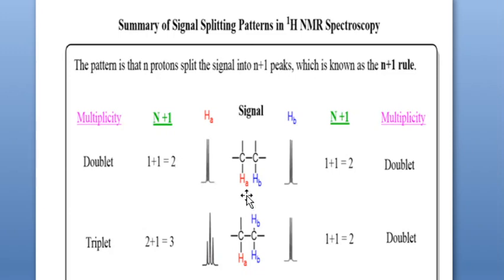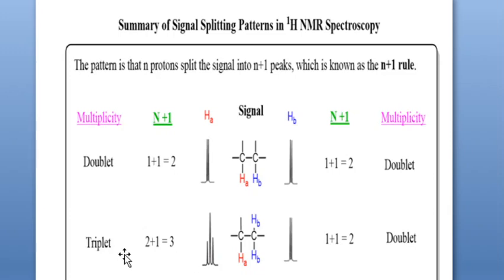So if you are looking at the red hydrogen signal, it is based on the blue hydrogens. How many blue hydrogens are there? 1. So 1 plus 1 is 2, and you'll get a doublet for red hydrogens. And what about blue hydrogens? For blue hydrogens also you'll get a doublet, because how many red hydrogens are there? 1. So 1 plus 1 is equal to 2. The formula is n plus 1. So you'll get a multiplicity of the peak as a doublet, which is shown as a small d.